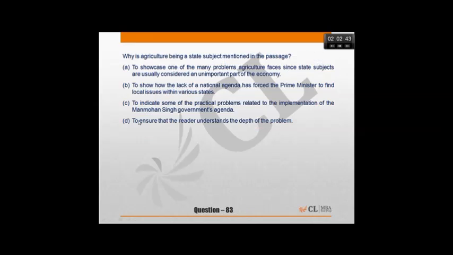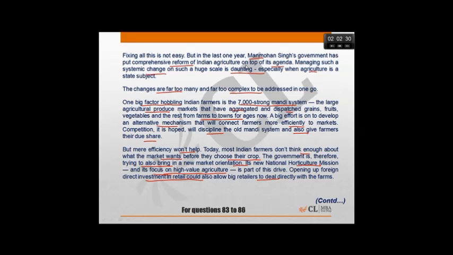Okay, let's look at the questions now. Why is agriculture being a state subject mentioned in the passage? To showcase one of the many problems agriculture faces, state subject was mentioned in the passage. Yes, it was, but I don't remember exactly where. So let me quickly go and see where it is mentioned.